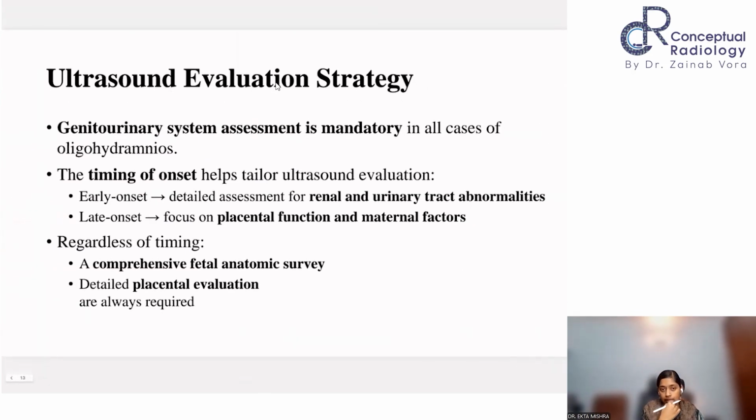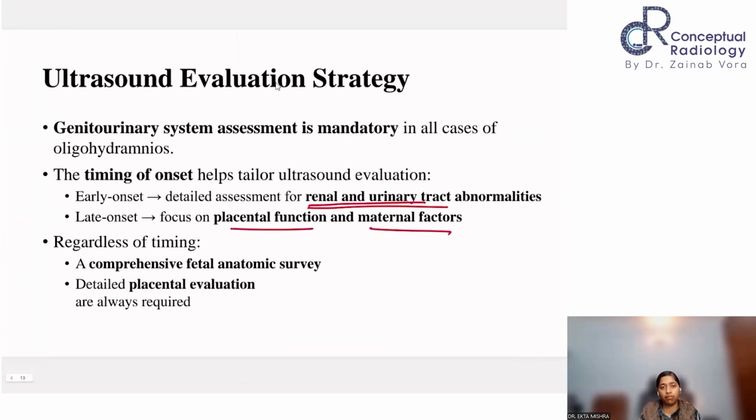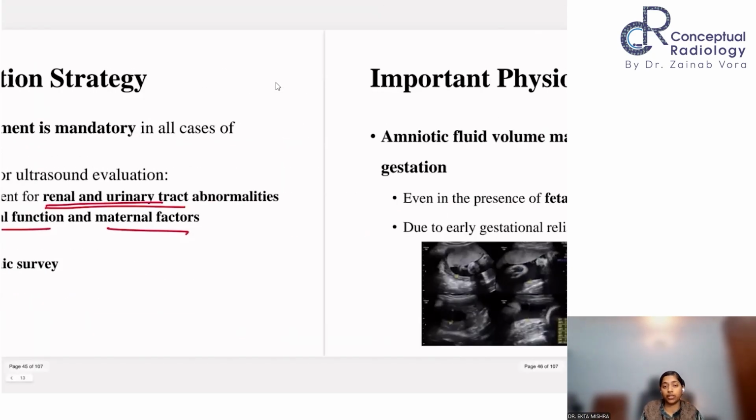So ultrasound assessment of the genitourinary system, especially in cases of oligohydramnios, is mandatory. Early onset warrants a clear evaluation of the renal and urinary tract abnormalities, and late onset you will look for placental function and the maternal factors. Whatever be the timing, whenever you are having oligohydramnios in your case, always do a comprehensive fetal anatomic survey and placental evaluation.